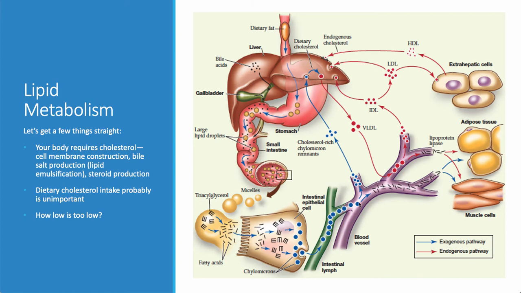Remember the exogenous pathway, this is dietary fats, and the endogenous pathway, this is the stuff that involves the liver, okay, is in red. So a couple of important things. Remember that your body has to have cholesterol. You have to have cholesterol. There's no two ways about it. But too much is not good.